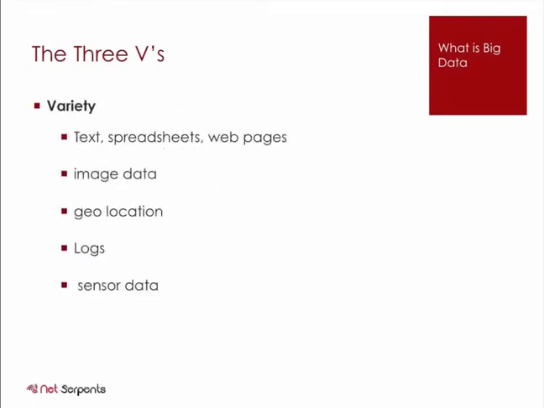Variety is again different types of data. So you've got spreadsheets, text, image data, geolocations, logs, sensor data. There's a huge amount of different types of data, and there's no single platform that can actually analyze data of different types. So the idea is to start using some technology like Hadoop to be able to manage different types of data.